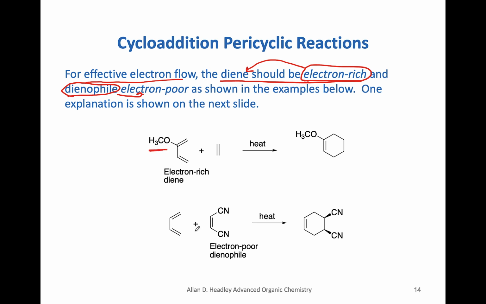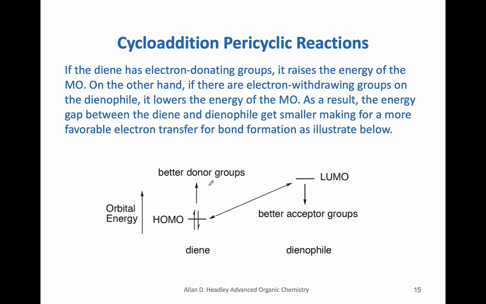the diene. Here's an electron-poor dienophile. Here's a CN. Remember that C triple bond to N. So it's pulling electrons into the nitrogen, so it's electron-poor because it's pulling the electrons away from the dienophile. And that's been shown to be effective if we have an electron-poor dienophile. Let's see why, or one explanation for this.